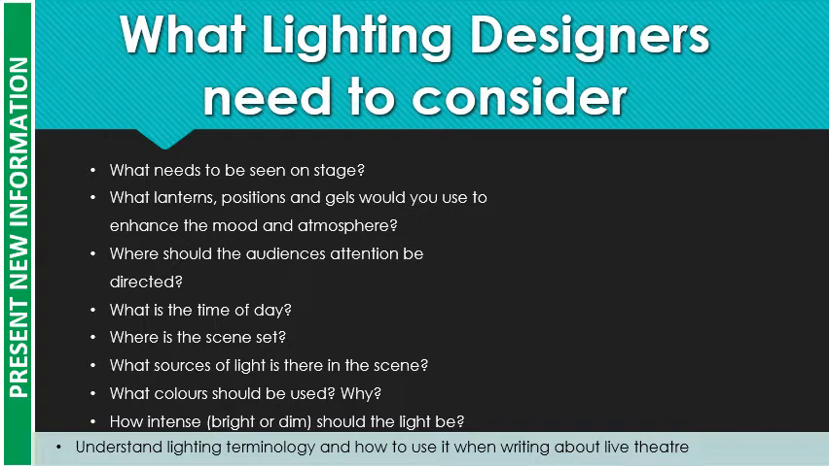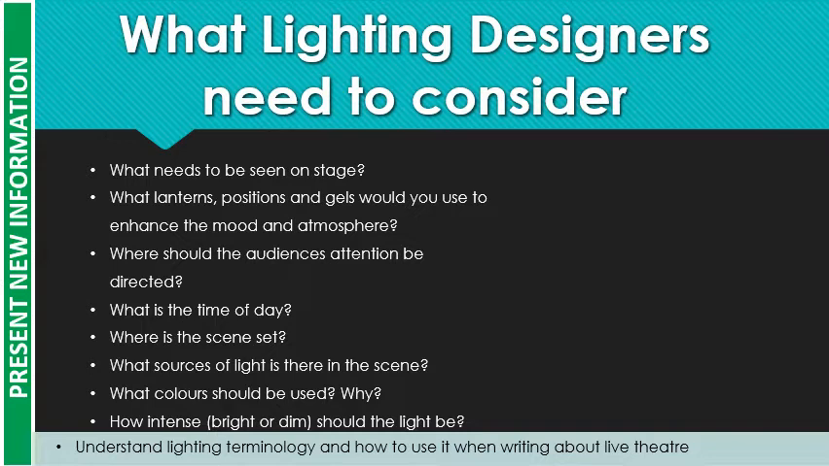Where should the audience's attention be directed? You can use lighting to direct the audience's attention. You might light one particular character instead of lighting the whole stage to draw the audience's attention to that particular moment. What is the time of day? The lighting should reflect the time of day. If it's early in the morning, what type of lighting are you going to use? Equally, if it's at midnight, what type of lighting are you going to use on the stage? Because you couldn't use black because the audience wouldn't be able to see anything. So how would you light that time of day?